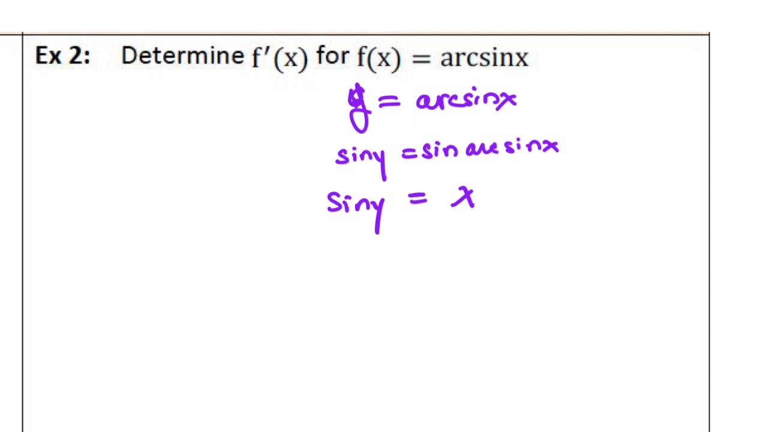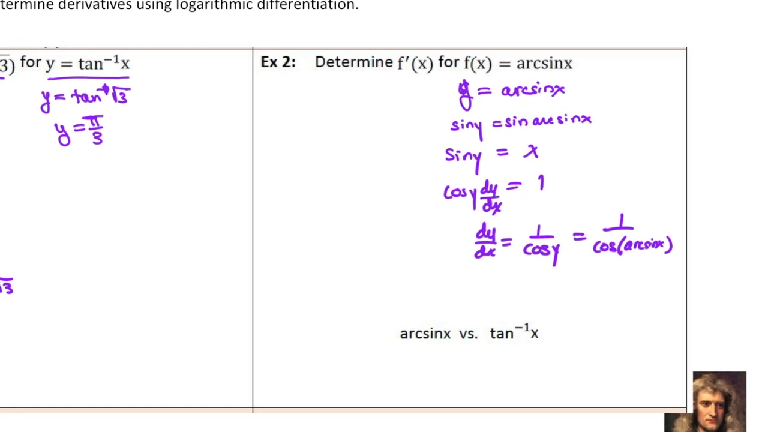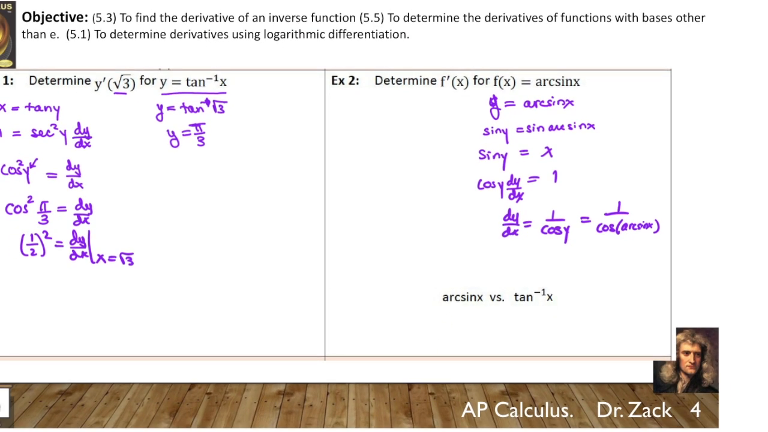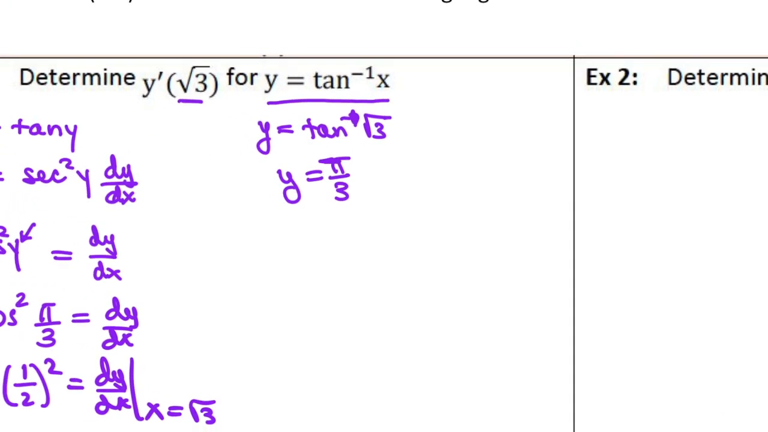When we find the derivative, we have 1 equals the cosine of y dy/dx, or dy/dx is equal to 1 over the cosine, wait a minute, of y. But I don't want y. Remember what y was equal to. This is 1 over the cosine of the arc sine of x. All right, so we should be thinking about what is the difference between an arc sine and an inverse sine, or even the tan inverse. Their domains are actually different.